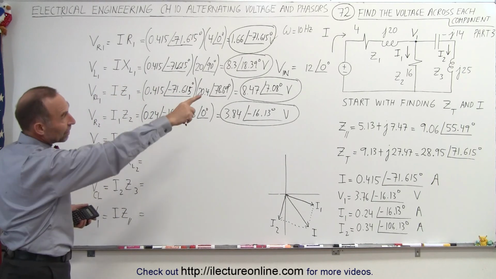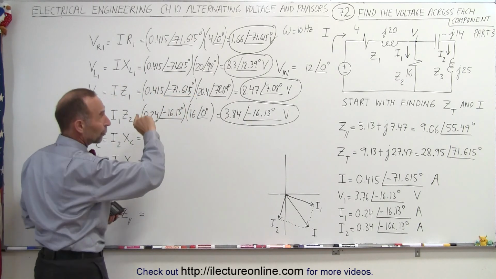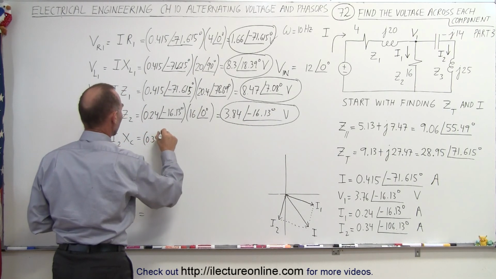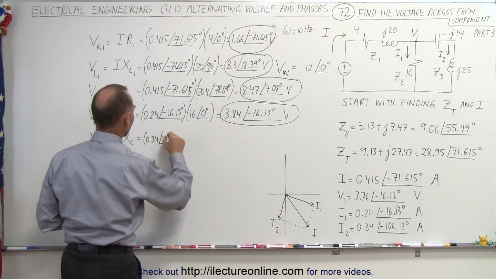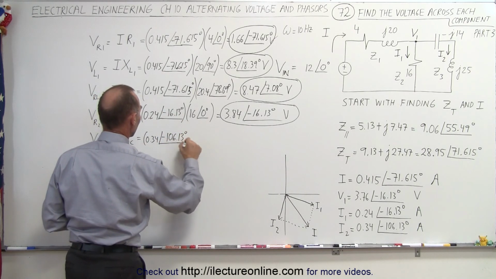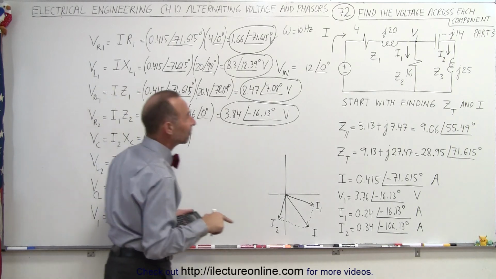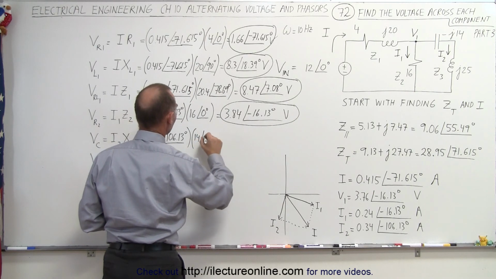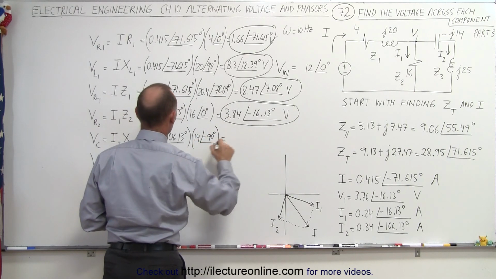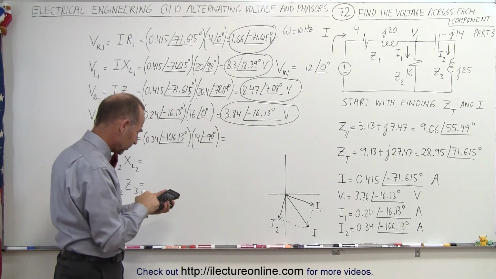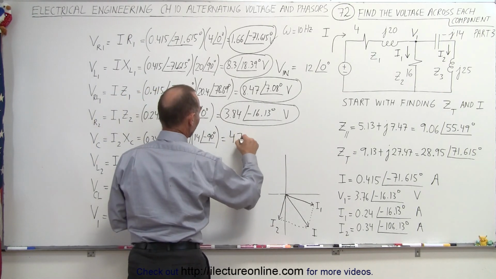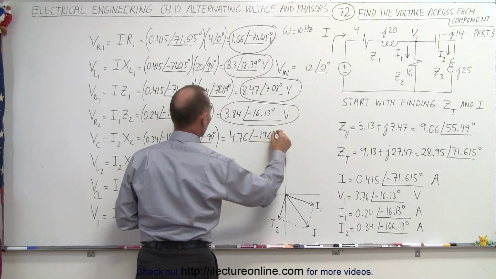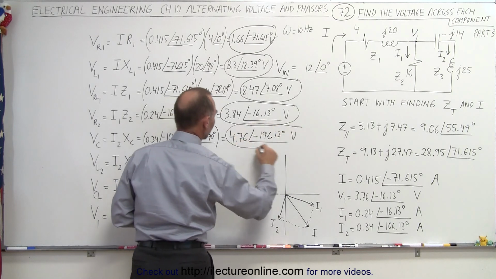Now the voltage across the capacitor. To do that, we take the current through that branch, which is I2, which we have right there, 0.34, with a phase angle of -106.13 degrees. We multiply that times the capacitor reactance X sub C, which is a magnitude of 14 and a phase angle of -90 degrees. And so this will be equal to 0.34 times 14. That gives us 4.76 with a phase angle of -196.13 degrees. That's also, of course, in volts.